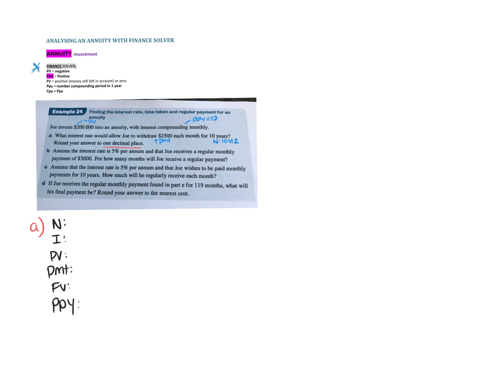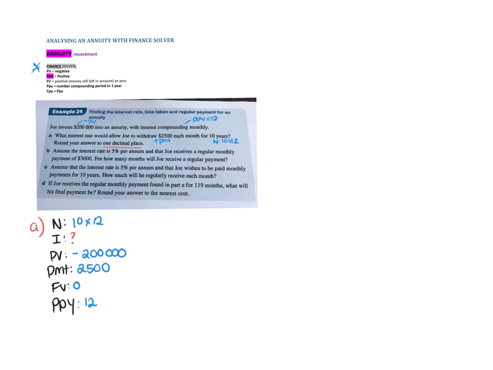All right, we've got the question. It says what interest rate? So the I is going to be the question, and I should be able to fill everything in. For 10 years, he's going to have this, and PPY was 12. He invests $200,000, and he's going to receive regular payments, so it's a positive. And we want to know if he does this and it zeroes out, what interest rate will he need?